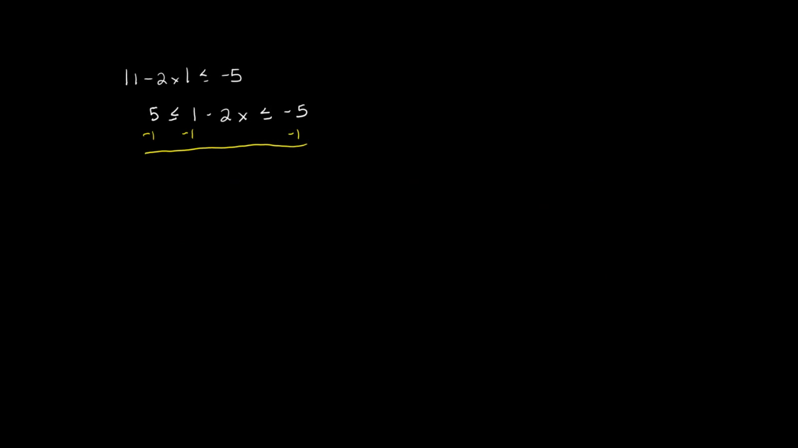So I have to do that for three portions. I got 4 is less than or equal to -2x is less than or equal to -6. Then we're going to divide everything by -2. And when we do that, the inequalities have to change direction because we're dividing by a negative. So I just circle them to remind myself. And then we get -2 is now greater than or equal to x greater than or equal to 3.